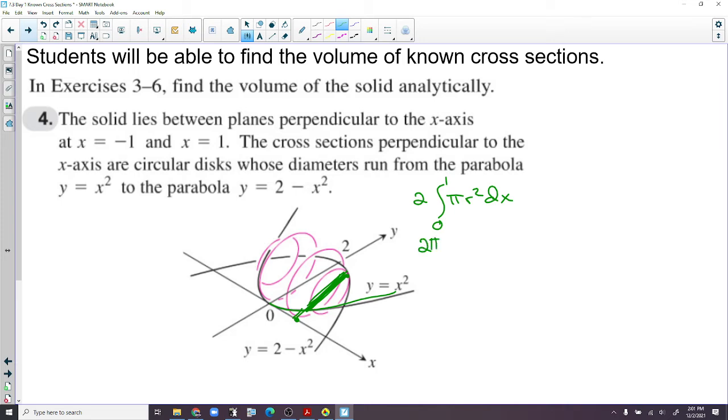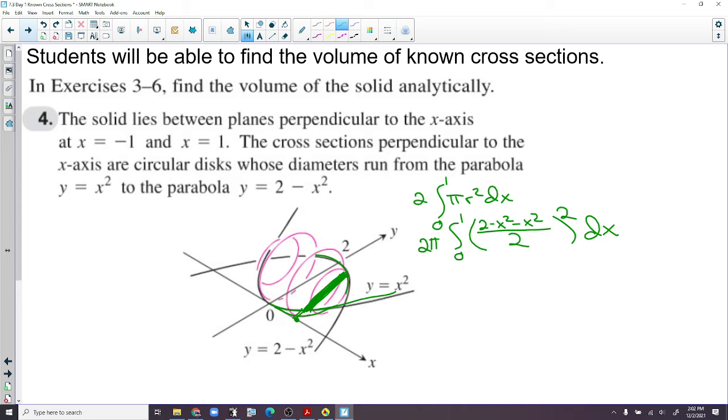Let's go 2 pi, integral from 0 to 1, of top function minus bottom function gives me that length in between. So 2 minus x squared minus x squared. So the top function minus the bottom function. But like I said, that gives us the diameter. So we want to divide all that by 2. There's the radius. And it's the radius squared. Which looks like kind of a mess.